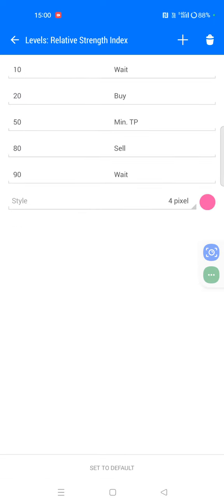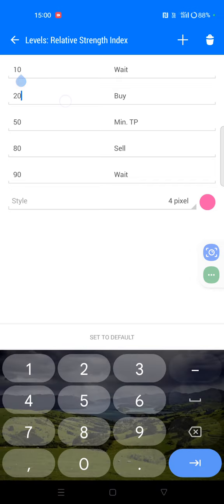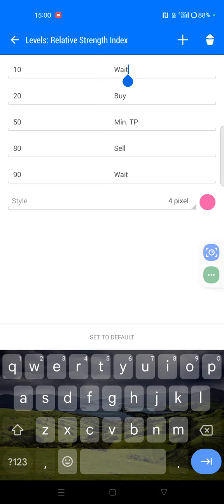For the levels, there will be 5 levels that you need to add, which is 10, 20, 50, 80, and 90. For the 10, in the description you put wait. For 20 you put buy. 50 is the minimum take profit, which for some will maybe be TP1. It all depends on how it goes during your trading.